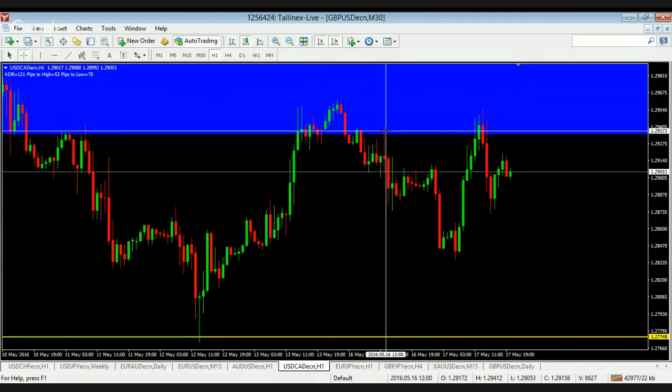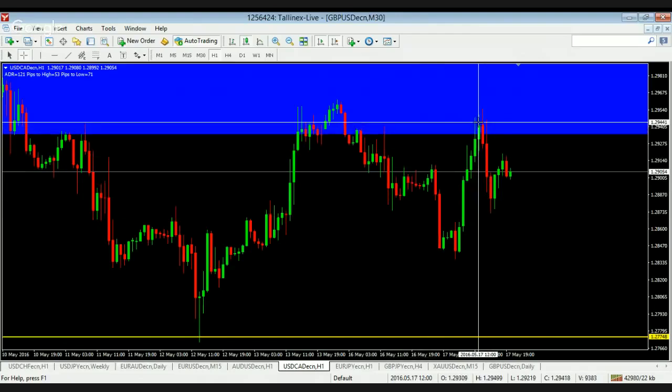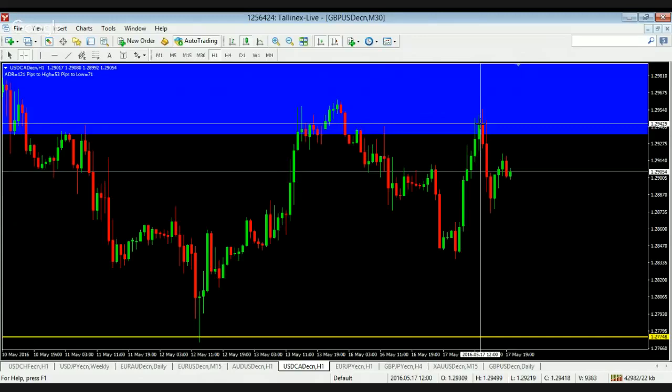Like how this did this pullback, touched here, and what happened? Took a while, but it came back and revisited. The market is always going to revisit zone areas. Always keep that in mind. When you properly know how to trade off of them, that's when you'll become a successful trader.